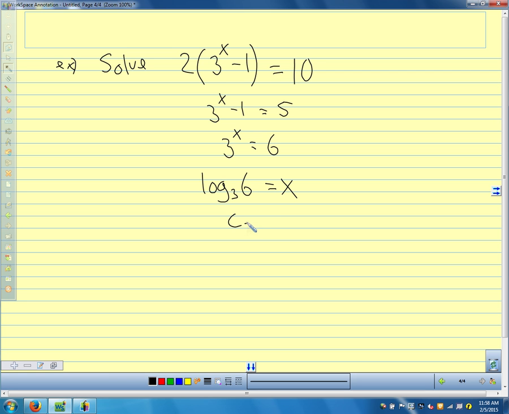So I'm going to say COB for change of base. So x equals, and I use a change of base formula on this. So what would this be? Log 6 over log 3, or natural log 6 over natural log 3, which is approximately 1.63.